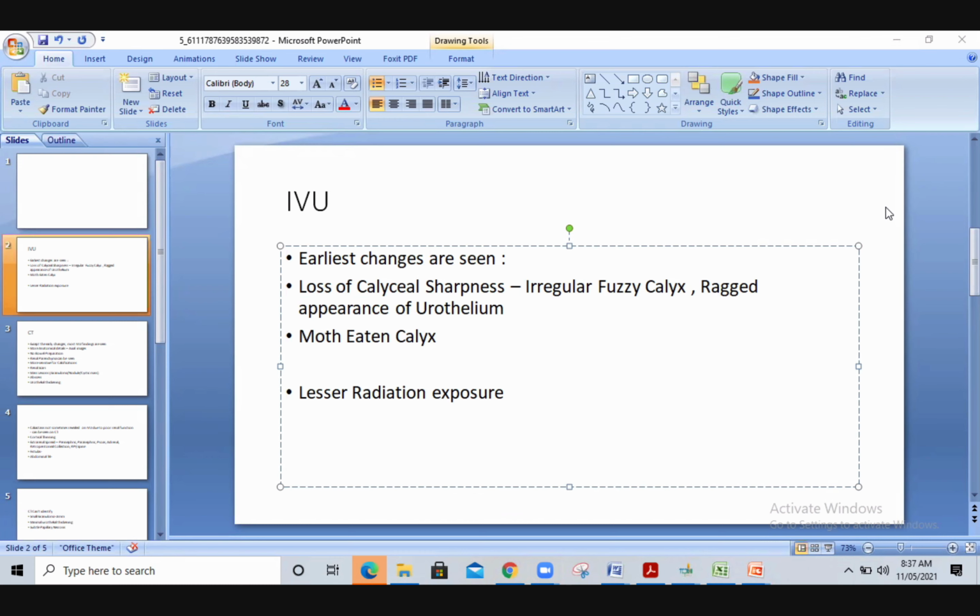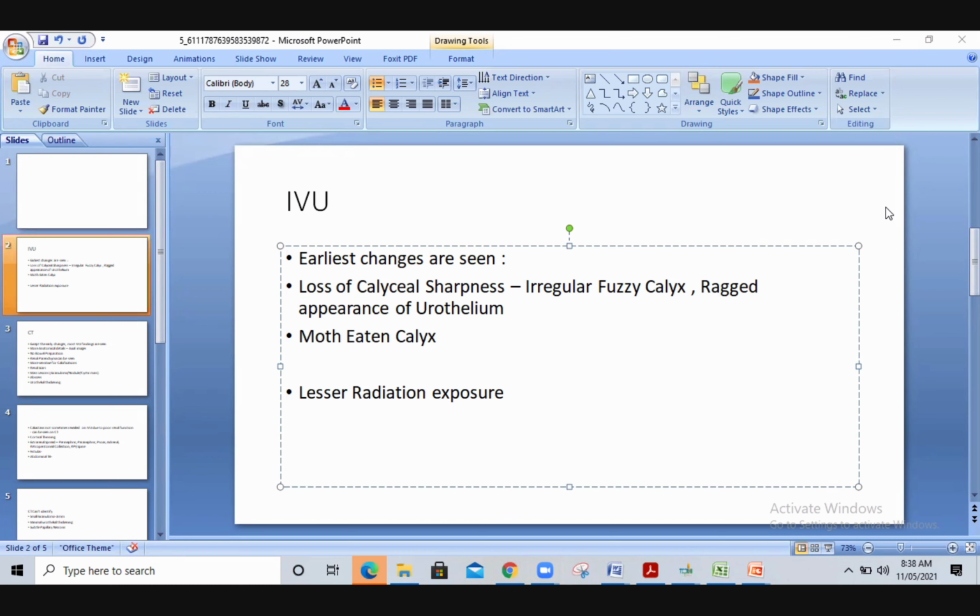Let me interrupt. This word, fuzzy calyx, is very famous with all the examiners. So candidates going for the examination must remember this word, fuzzy calyx. I hope you know what it means.